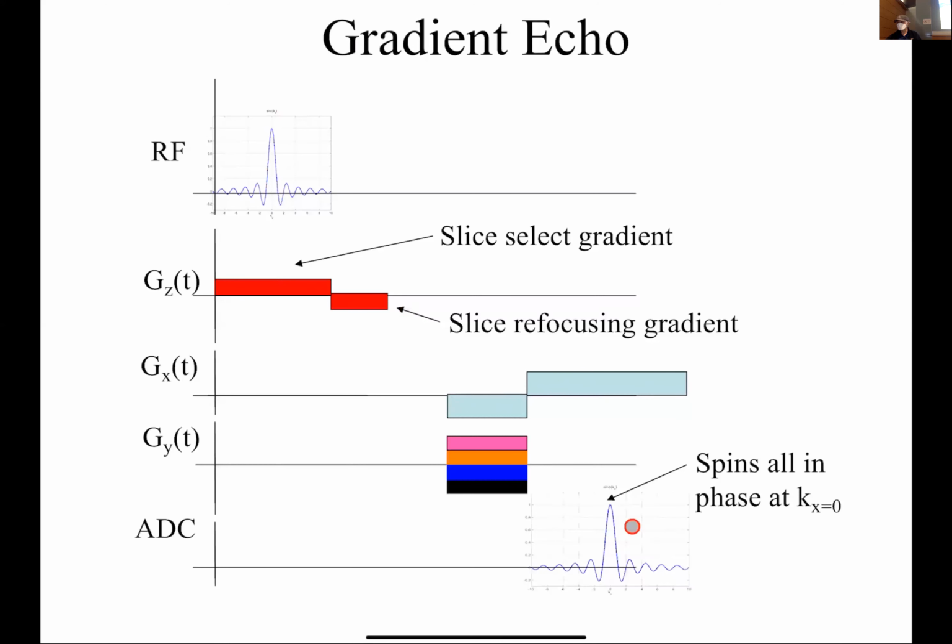And here, at the halfway point of this readout gradient, I'm at kx equals 0. So for example, if I was at kx equals 0 and also ky equals 0, that means all the spins should be in phase at that point. And when spins are in phase, those are called echoes. Okay, when we can get spins back into phase. And so this is called a gradient echo because it's the echo that forms after I play out these gradients. You can also just think it's when we're at the center of k-space in the x direction, kx equals 0.